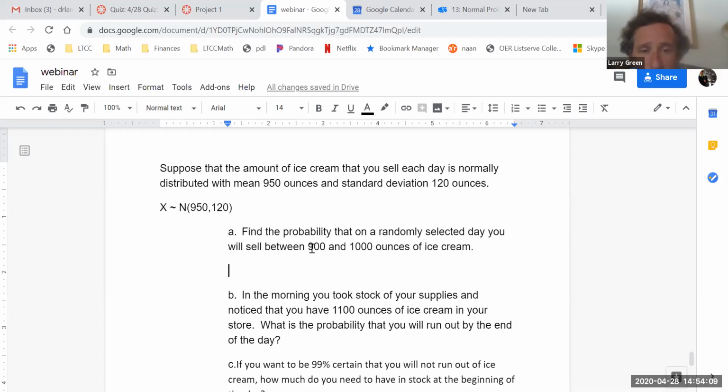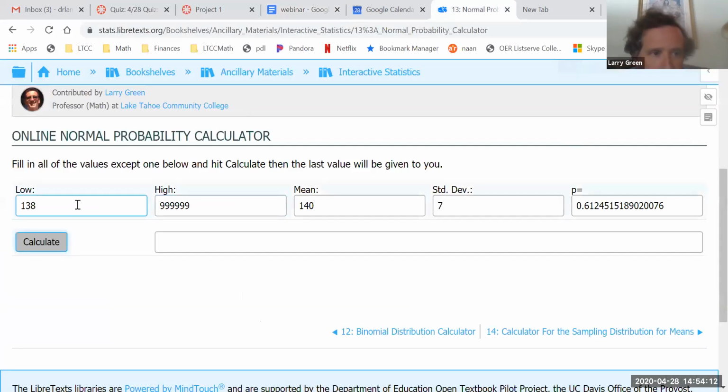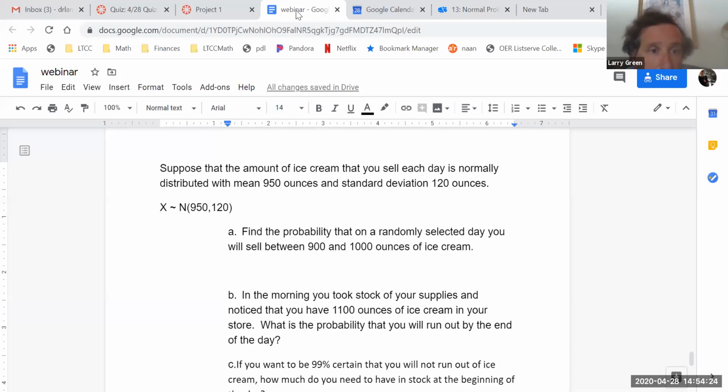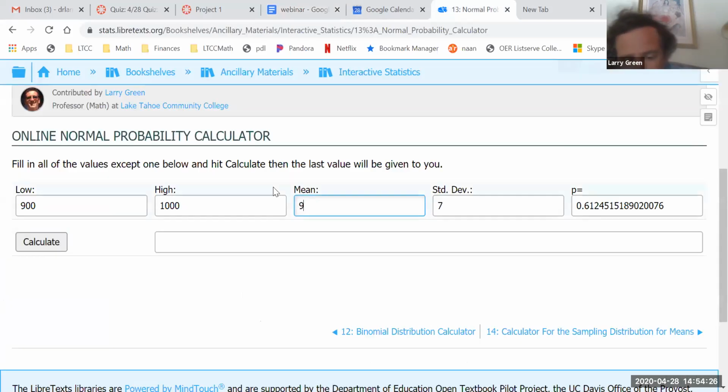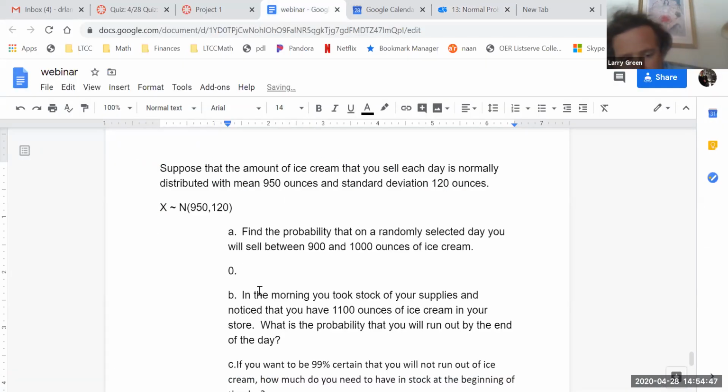So we have 950, 120, 900, 1,000. So now we're going to go 900 for the low, 1,000 for the high, and then 950, I think. Let me double check. 950 and then 120. And then we have to make sure that our T is left blank. And we calculate. And you get 0.3231 if you do proper rounding. Any questions on that?